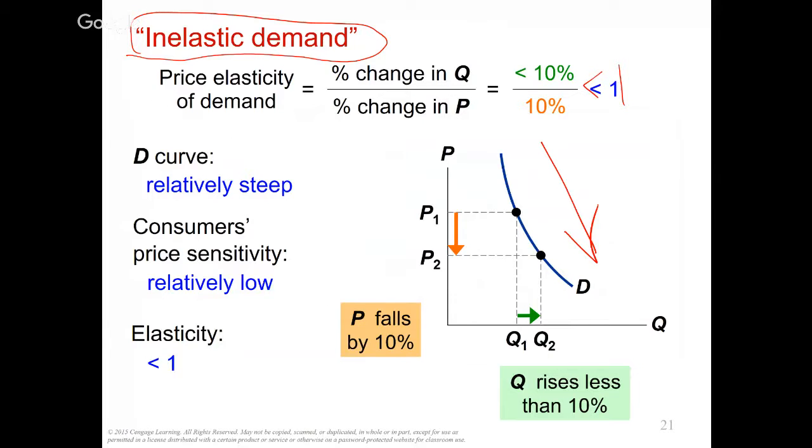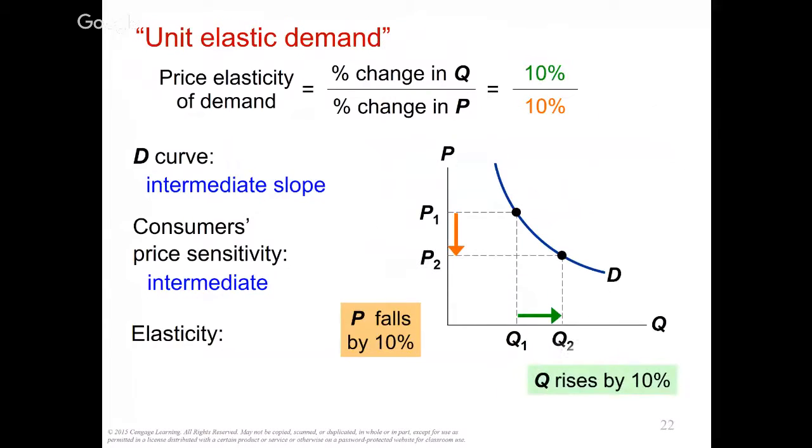That's called inelastic demand. And the next one, so let's say we have a 10% change in price and then 10% change in quantity, so they match each other. So this is elasticity equal to 1. And for this elasticity of 1, we call this one unit elastic. So unit elastic just means that how much a change in price is matched by how much a change in quantity.